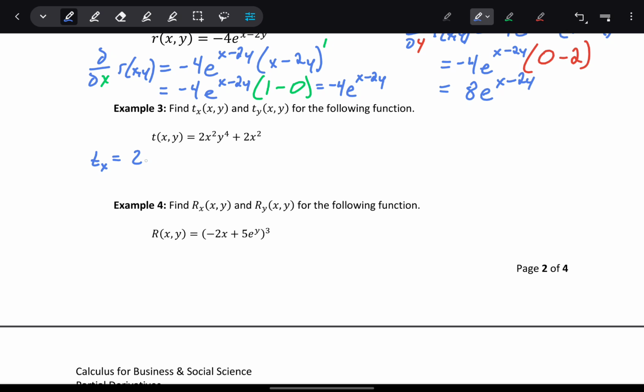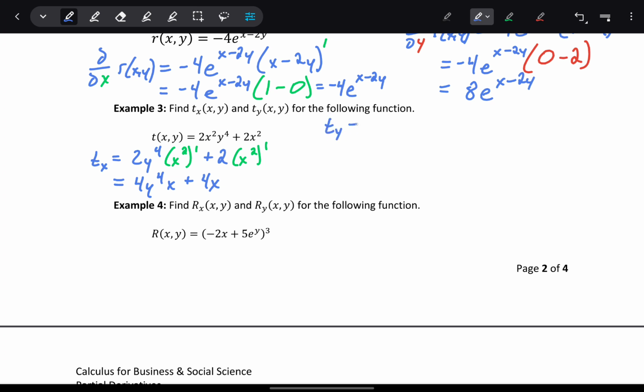And that means 2y to the fourth will just be treated like a constant or a coefficient. And then we'll take the derivative of x squared plus 2 times the derivative of x squared. This will give us the derivative of x squared will be 2x, so we'll end up with 4y to the fourth times x plus the derivative of x squared will be 2x, so we end up with plus 4x.